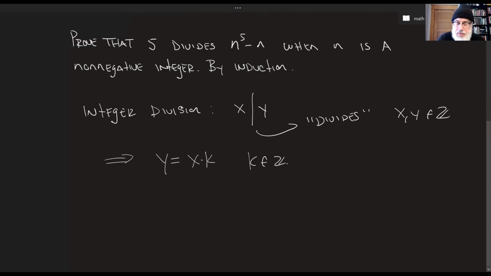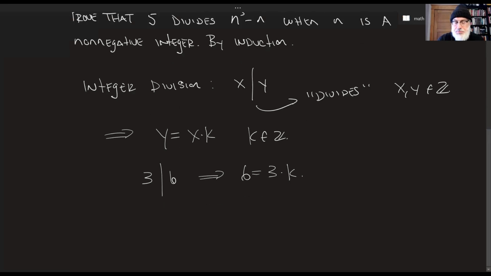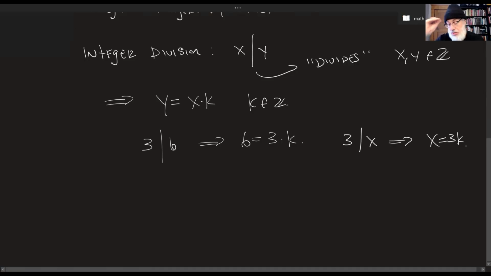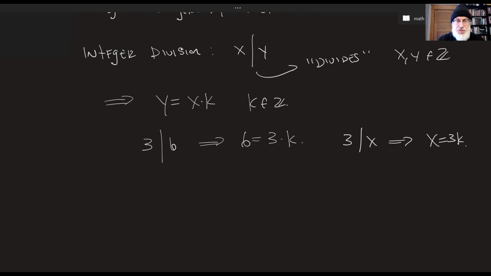Let's look at an obvious example. 3 divides 6. This, of course, means I can write 6 as some integer multiple of 3. We know k here is 2, so 3 times 2 equals 6. We could also say something like 3 divides x. That would mean that we can write x as a multiple of 3. Now, I'm using k here just as a choice. You can use whatever variable you want for the integer. But this is what integer division means.